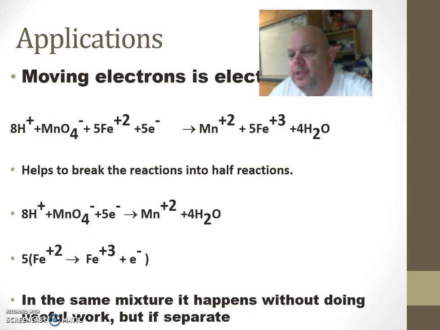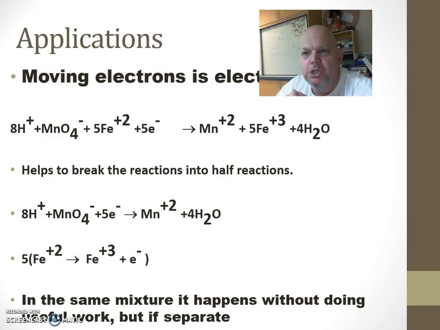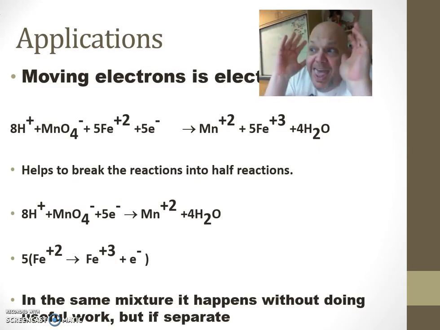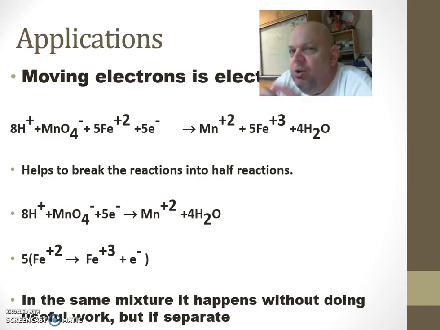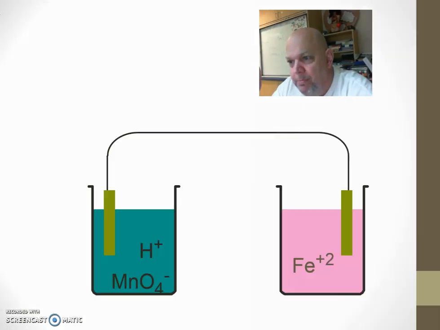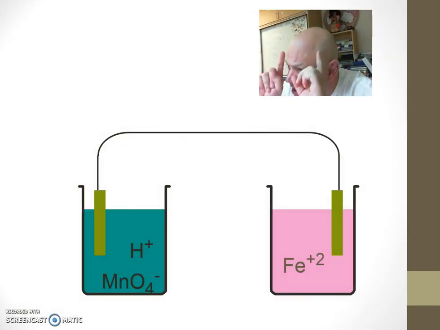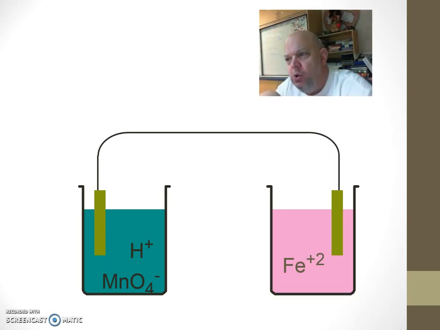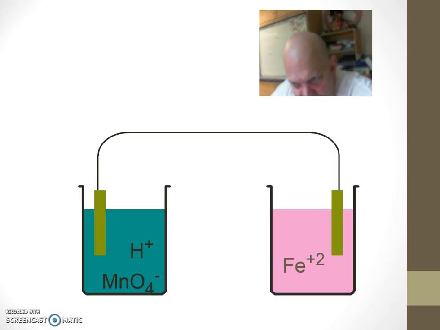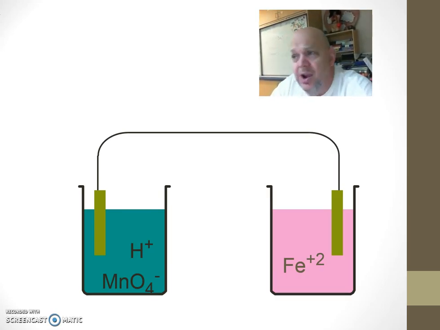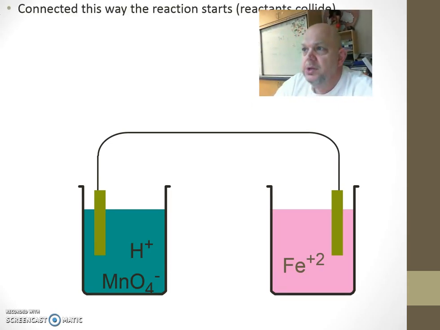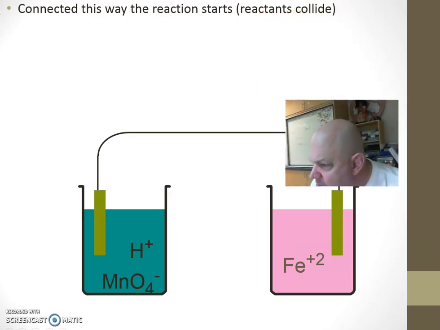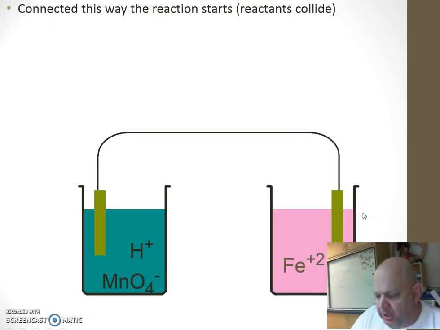So, in the same mixture, it happens without doing useful work, which is true. If you dump this all into a beaker, yay, we get the chemical reaction, but is that going to be practical for us? Really? No. No, it's not. But what if we put it into 2 separate beakers and connect a wire in between them? So on the beaker on the left, we have our MnO4 minus, our H+, and on the right-hand side, we've got our Fe2+. Connected this way, the reaction starts, and the idea is that our reactants will collide.